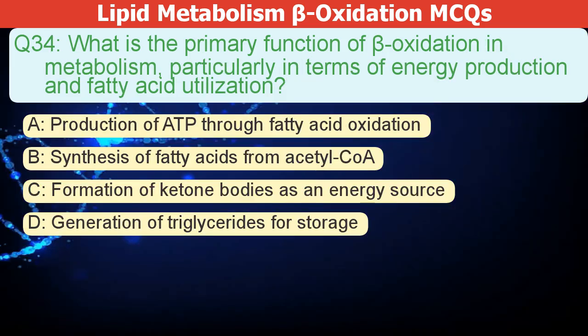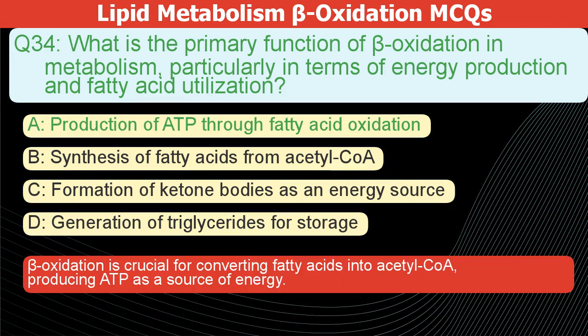What is beta-oxidation's main job in metabolism, especially for energy and using fatty acids? A. Making ATP by breaking down fatty acids. B. Building fatty acids from acetyl-CoA. C. Making ketone bodies for energy. D. Making triglycerides for storage. The correct answer is A. Beta-oxidation is crucial for converting fatty acids into acetyl-CoA, producing ATP as an energy source.